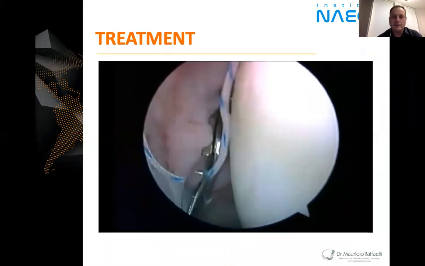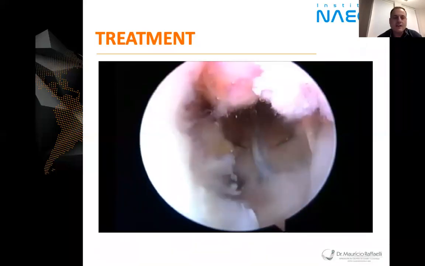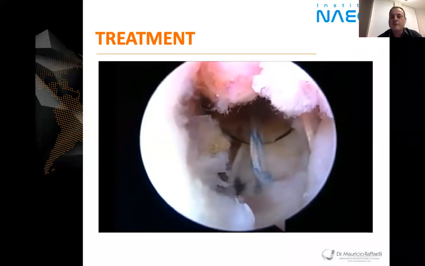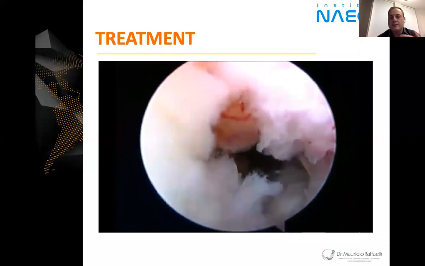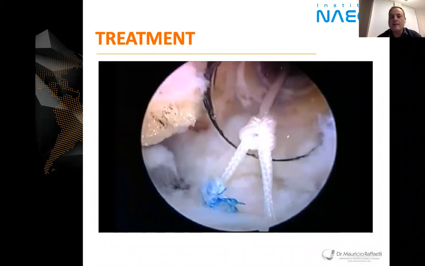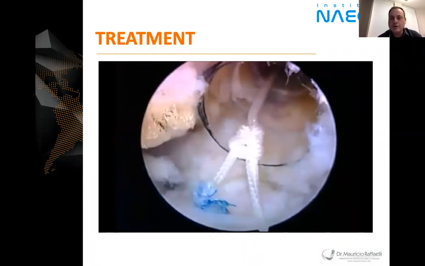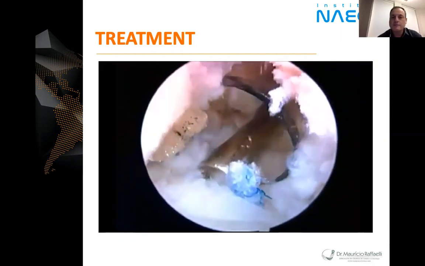Yes, I did it. And now I start to tighten my knots. I do love to do the upper knot first because I will improve the approach of the subscapular tendon, and then I tighten my lower suture to improve the lower part of the subscapularis repair.